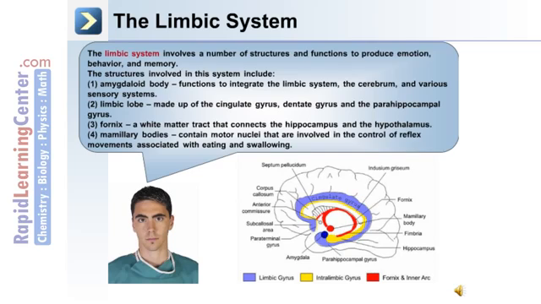Number 3 is the fornix. This is a white matter tract that connects the hippocampus and the hypothalamus. And number 4, the mammillary bodies. These contain motor nuclei that are involved in the control of reflex movements associated with eating and swallowing.